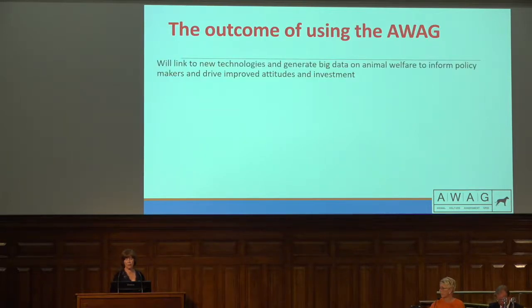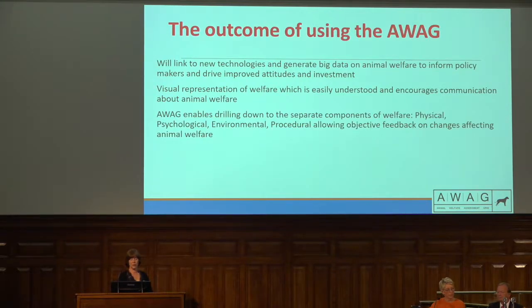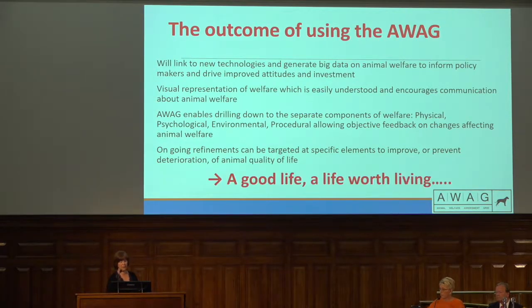So the outcome of using the AWAG is that in the future it can link to new technologies to generate big data on animal welfare, to inform policymakers and drive better attitudes and investment in this area, because it gives a visual representation of welfare and encourages communication and allows you to drill down to those separate components. And then ongoing refinements can be targeted at the specific elements to improve or prevent deterioration, because what we're aiming for animals is preferably a good life, but if not, at least a life worth living, and one that we can be proud of as veterinary surgeons to support.